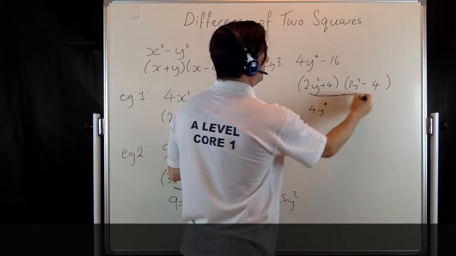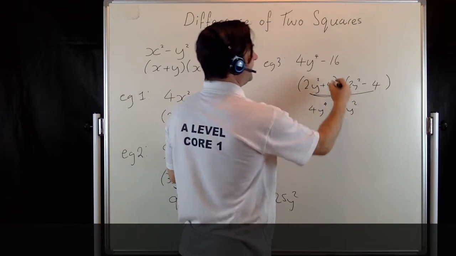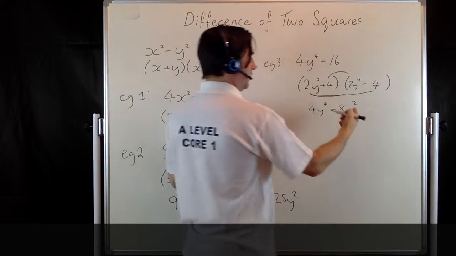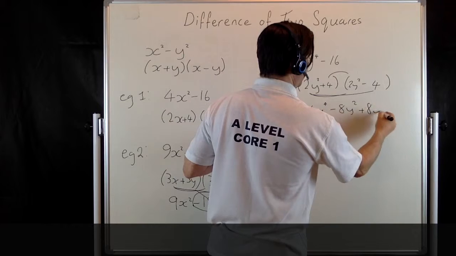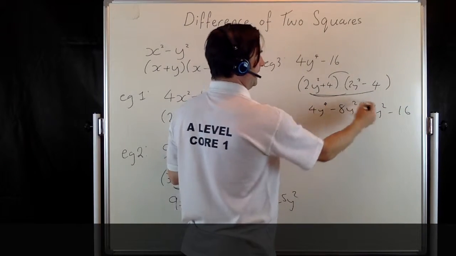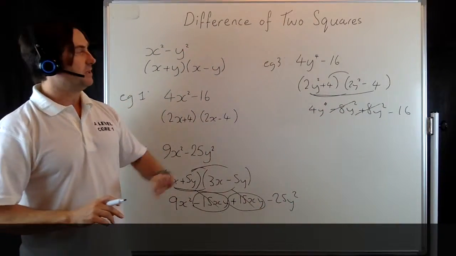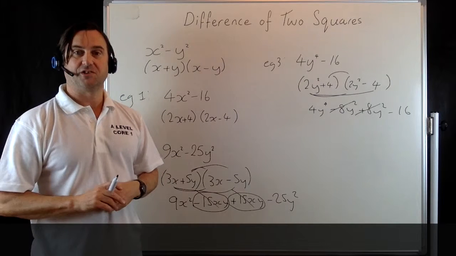And then you've got 2y squared times minus 4, which gives you minus 8y squared. 4 times 2y squared gives you plus 8y squared. And then 4 times minus 4 gives you minus 16. You should be able to see that these two cancel out and we get back to what we started with. So be careful with those ones, they can be quite tricky to spot.